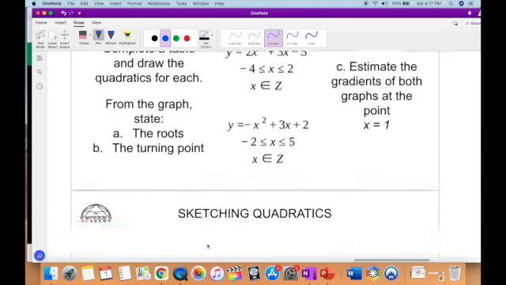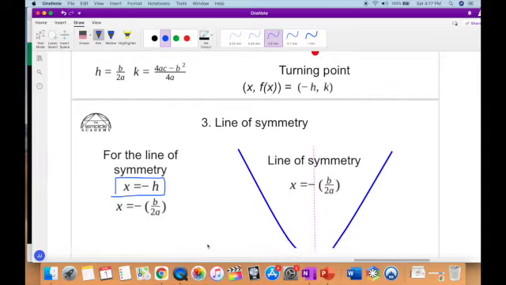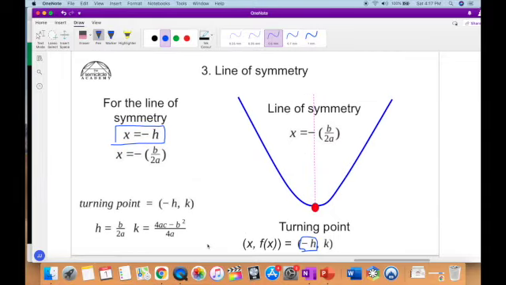So we could see here that when we find our turning point, minus h, k, that x is equal to minus h, that is the line of symmetry. So we could use the h formula to find it. We have the turning point here. So you could just write this note and let me know when you're done.